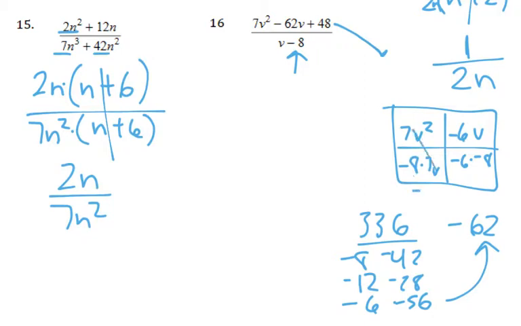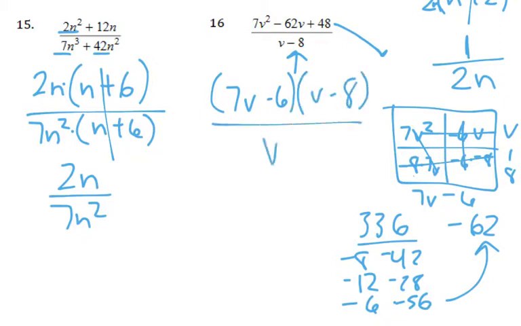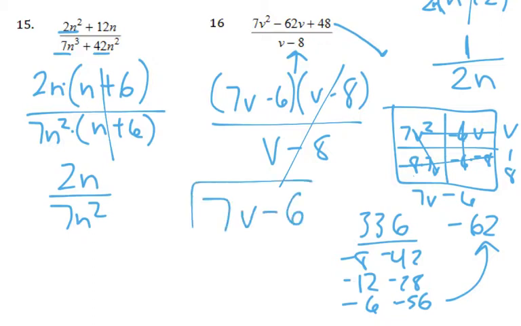So I can pull out a 7v, I can pull out a negative 6, pull out a v, pull out a negative 8. So I get 7v minus 6 times v minus 8 over v minus 8. We can cancel out the v minus 8s. 7v minus 6 is our answer.